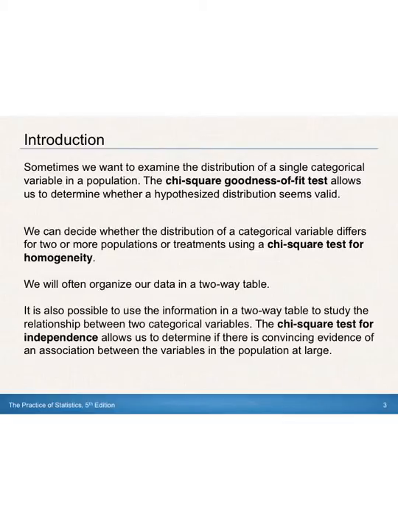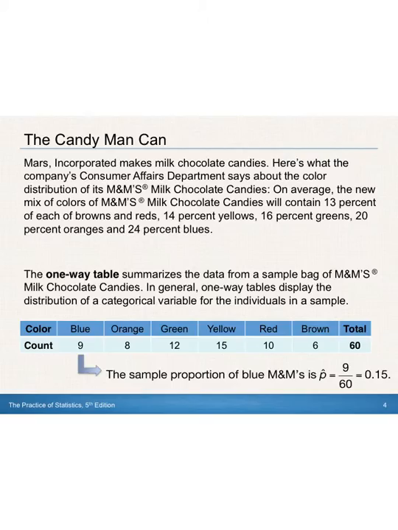And remember, we looked at independence previously in the year during the probability unit, but the chi-square test of independence allows us to decide if there's convincing evidence of an association between variables in the population at large, and see if it's just by random chance or if it's possible that there is an actual association.